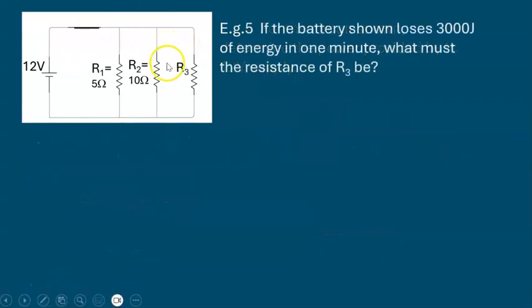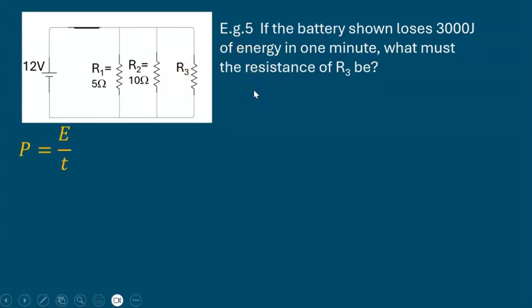So similar as before, but now I'm saying, hey, what's this unknown over here? So 12 volts, and it's the same resistors, unknown resistor here. The battery shown loses 3,000 joules of energy in 1 minute. What must the resistance in R3 be?